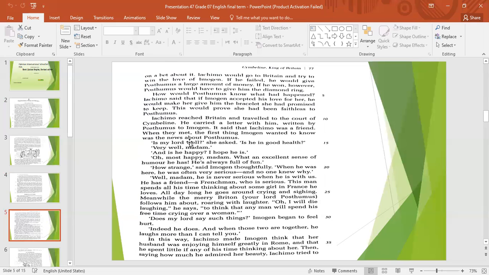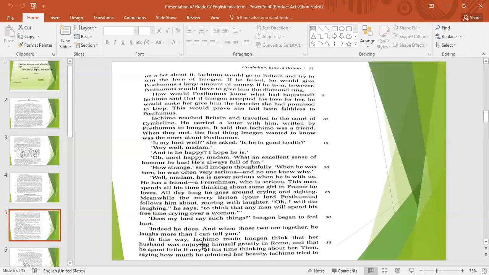Dear student, here you can see that the person who came to Imogen is testing the love of Imogen and telling lies about Posthumus. Anyhow, let's see what happened at the end.